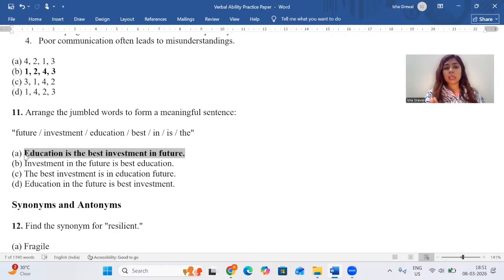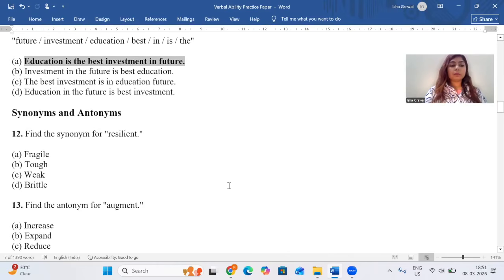This is what we will say, that if we invest in education, that is one of the best investments we can do in future. The rest of the three sentences are not making any sense. So this is going to be your correct sentence from the jumbled words.